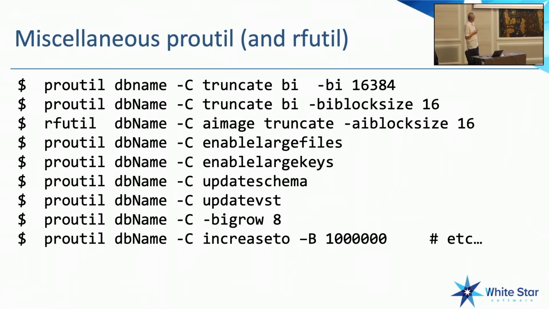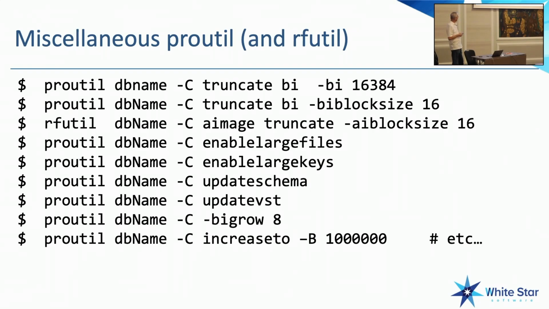Large files are now the default. Large files and large keys, OpenEdge 12 takes care of that. But if you're doing something with an older database, you might need to set those. Anytime you do an update or a version change, then you want to do an update schema and an update VST. If you create a new database, it's a good idea to grow a couple of BI clusters ahead of time so that you don't have to do that when the users come in. Do that ahead of time for them.